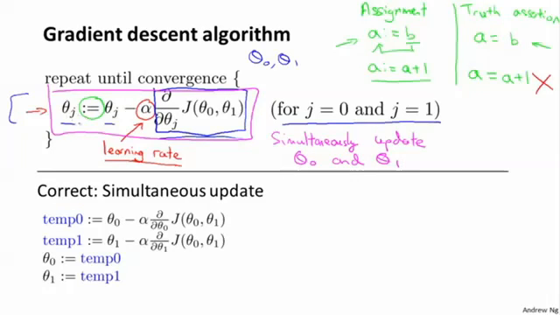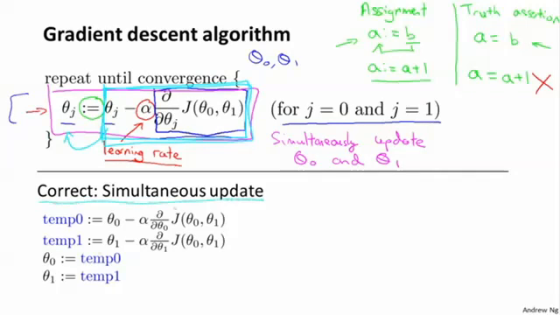What I mean by that is that, in this equation, we're going to update theta 0 equals theta 0 minus something, and update theta 1 equals theta 1 minus something. And the way to implement this is you should compute the right-hand side, right? Compute that thing for theta 0 and theta 1, and then simultaneously, at the same time, update theta 0 and theta 1. Okay? So let me say what I mean by that.